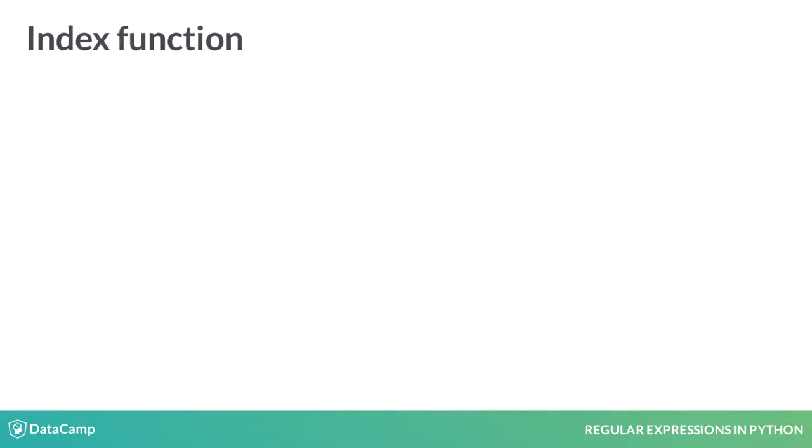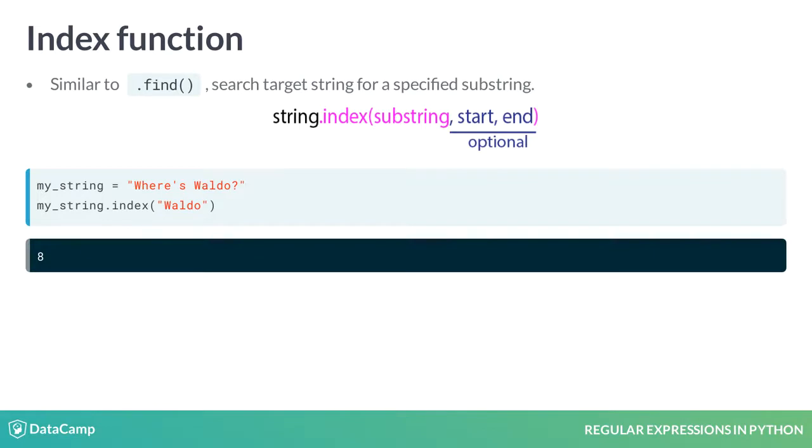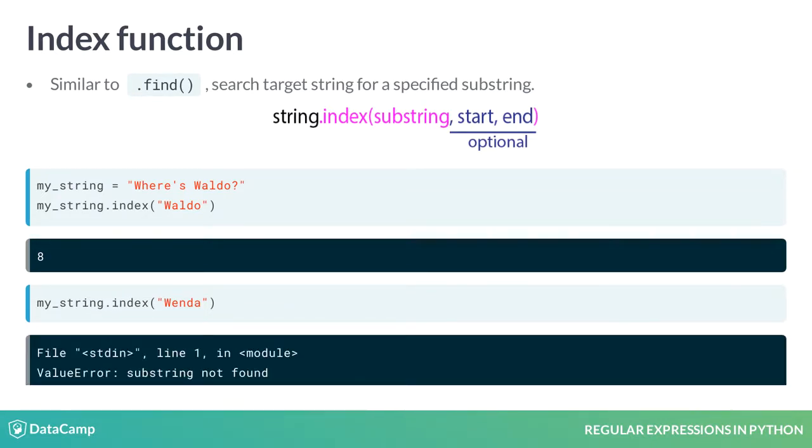The .index method is identical to .find. In the slide, we see that it takes the desired substring as mandatory argument. It can take optional starting and ending position as well. In the example, we search again for Waldo using .index. We get 8 again. When we look for a substring that is not there, we have a difference. The .index method raises an exception, as we can see in the output.